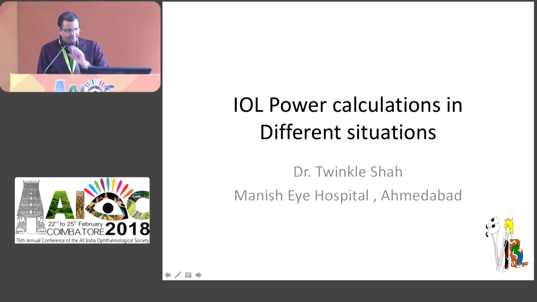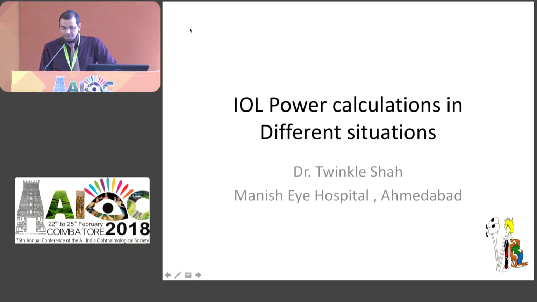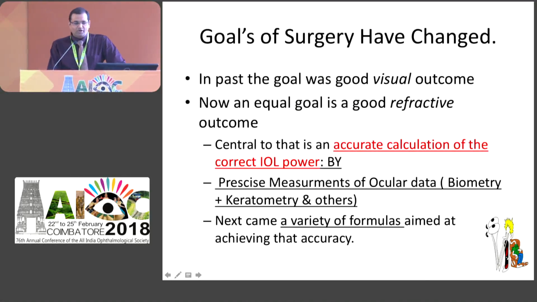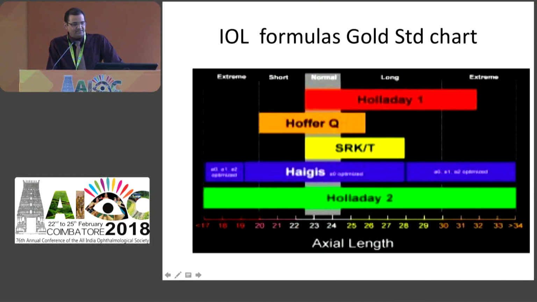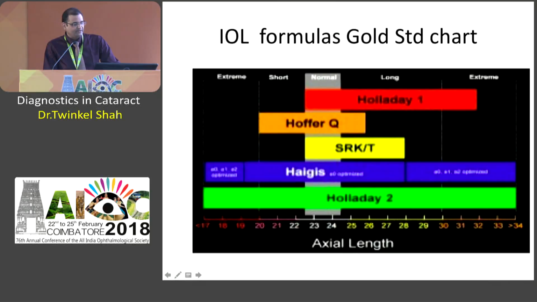Good morning, everybody. IOL power calculation in the different situations. The goal of surgery has changed from a good visual outcome. It has shifted to the accurate calculation of IOL power and a good refractive outcome. In current practice, as regular cases, the gold standard formulas we use in our normal routine patients are the third generation formulas, SRK/T, Hoffer Q and Holladay 1, in normal eyes, from normal to short to long eyes. But the fourth generation formula is most essential for the calculations of the extreme long eye or extreme short eyes.